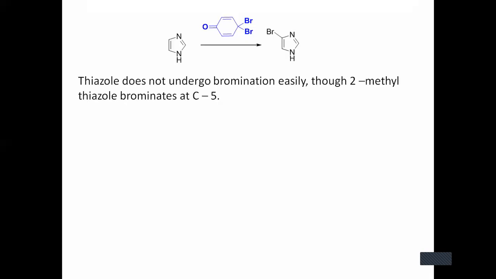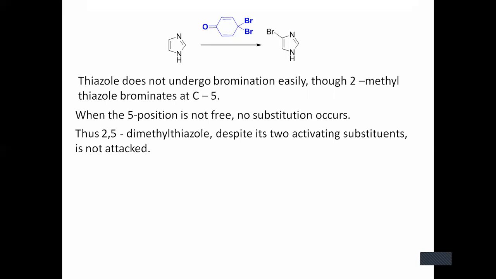This is the reaction. Similarly, like other reactions, thiazoles do not show bromination easily, and oxazole definitely will not undergo bromination. Thiazole requires certain drastic conditions. But if you attach some electron donating group which activates the thiazole, then it may show bromination at the 5th position. But if the 5th position is occupied, then the reaction will not occur.